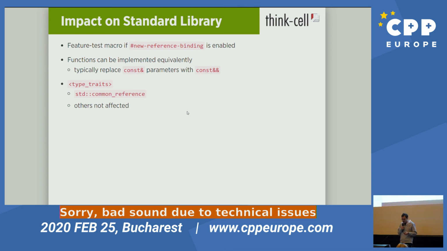The only place where I could imagine it makes a difference is when you calculate the common reference. Because there, you kind of have to take into account whether what you are passing into the common reference has the new binding or the old binding behavior. So when you pass in a constref and a constref, are you going to get a constref out, or are you going to get an R value reference out? I looked through all the type traits and looked at whether there's any other impact. Couldn't find any.